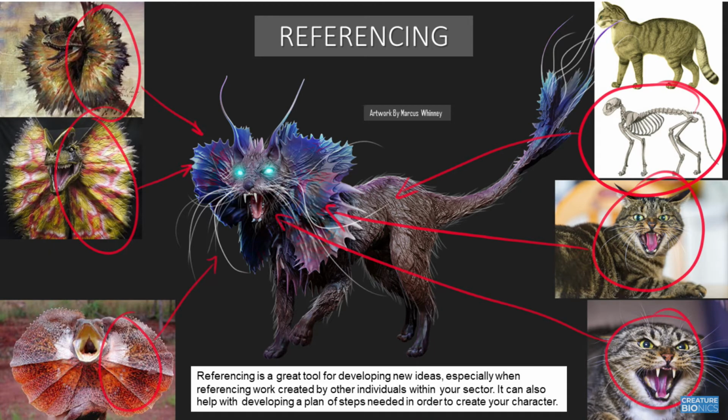Moving on, referencing. Referencing is a great tool for developing new ideas, especially referencing work created by other individuals within your sector. It can also help with developing a plan of the steps needed to create your character. If you look at this image by Marcus Whinney, I hope I'm saying this artist's name right, you can see the references he used, I'm assuming it's a he, to create this character in the middle. On the far right, there's a cat. And on the left side, we have lizards and reptiles, some still in our time span and some that were dinosaurs. So he referenced all of these creatures in order to make his own creature.